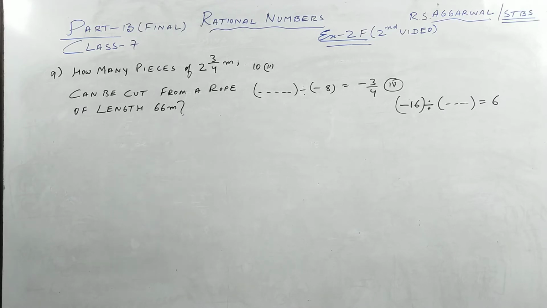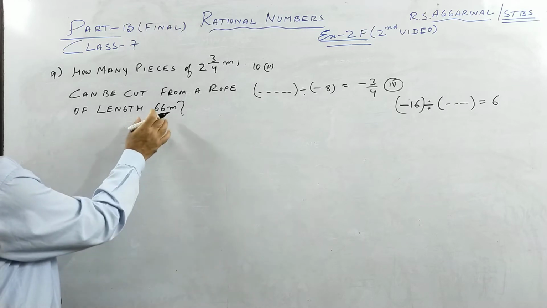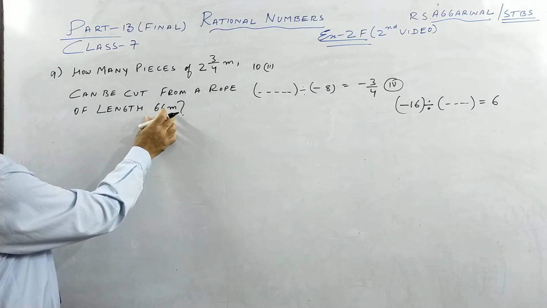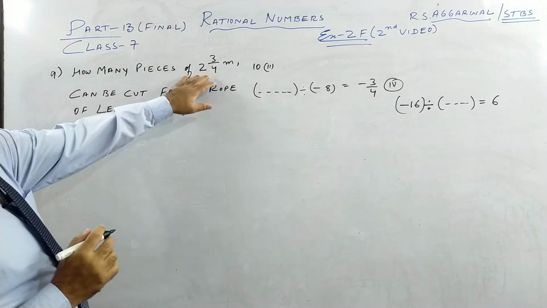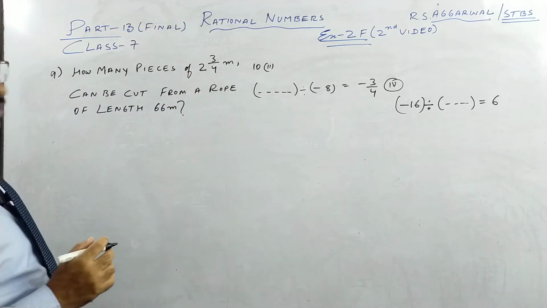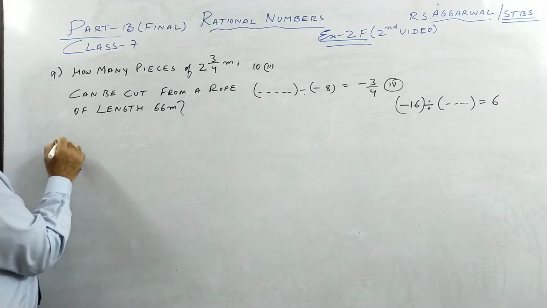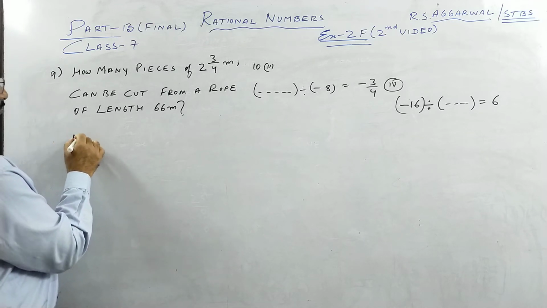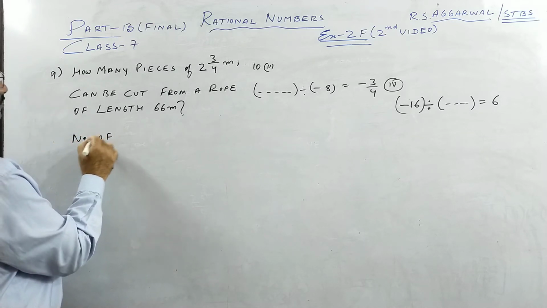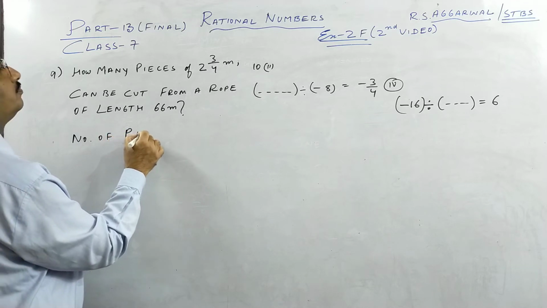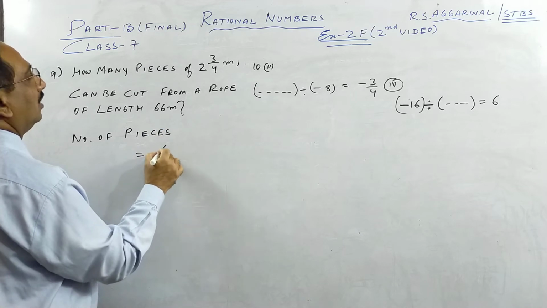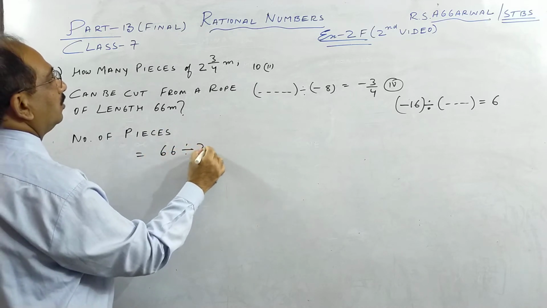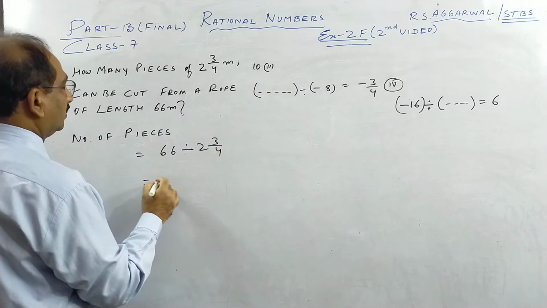So next we move on to question number 9. If you see, we have a rope 66 meters long. How many pieces of 2 3 by 4 meters can we cut? So here again we will divide. So the number of pieces will be equal to 66 divided by 2 3 by 4.